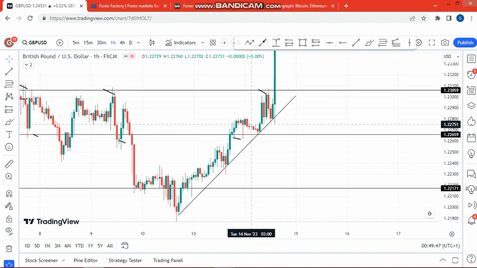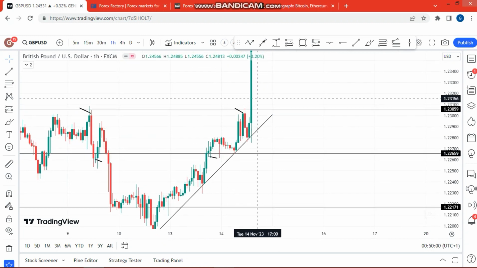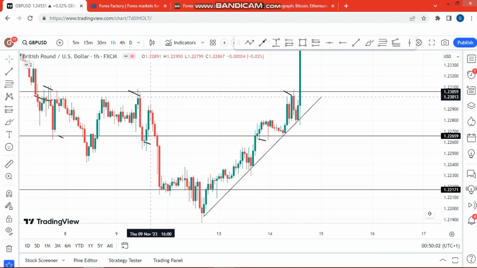The third one is perfectly above the trend line right here, and the second confirmation is also at a very important peak area right here. The third confirmation is printing a bullish engulfing, and you see, voila.